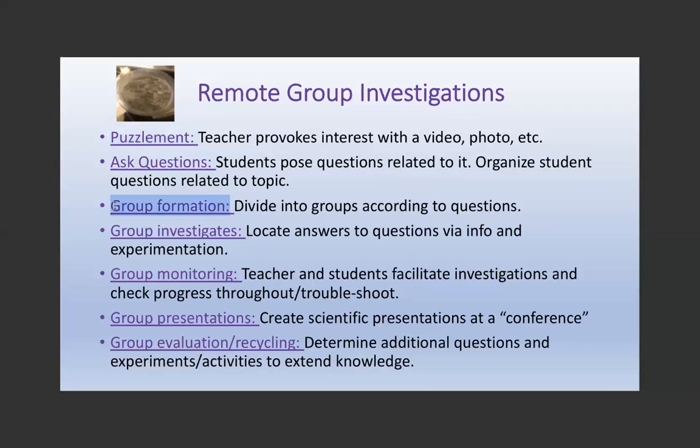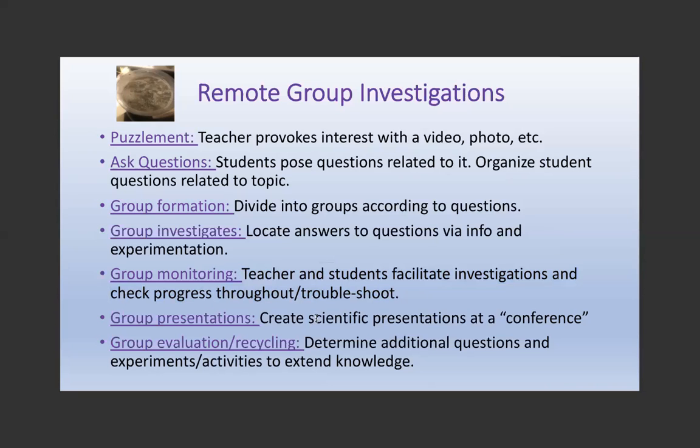It might be that 5 students want to answer this question and 3 students want to ask a different question. Maybe 1 student wants to ask a question on their own. That's fine. Have fluid groups, have flexible groups, and then they can pull their information together. They locate answers to questions. They can look online, but you could also encourage them to create some activities or experimentation at their own homes. The teacher will facilitate, students can check in, maybe there's some troubleshooting, maybe they have to rework some things.